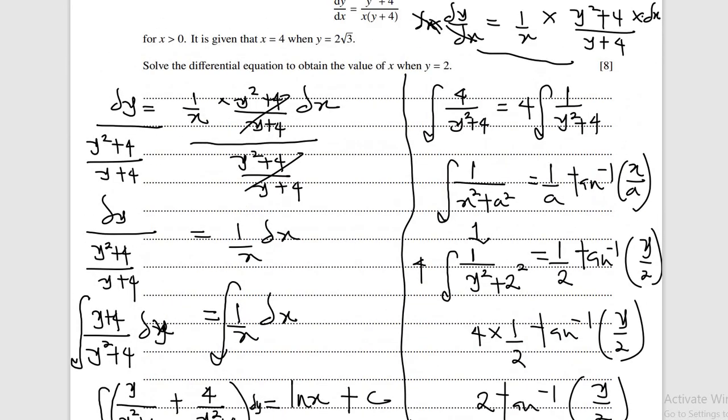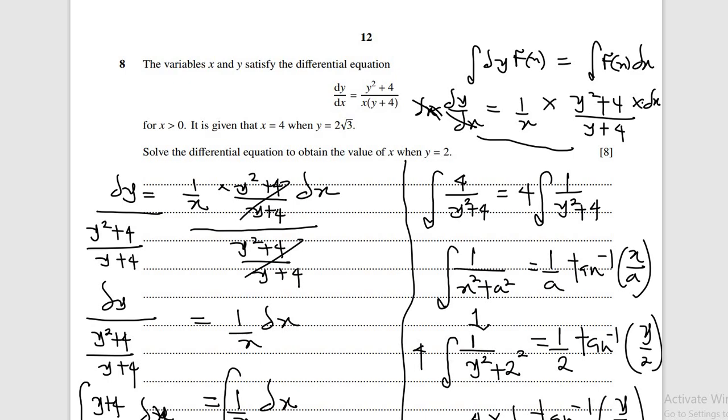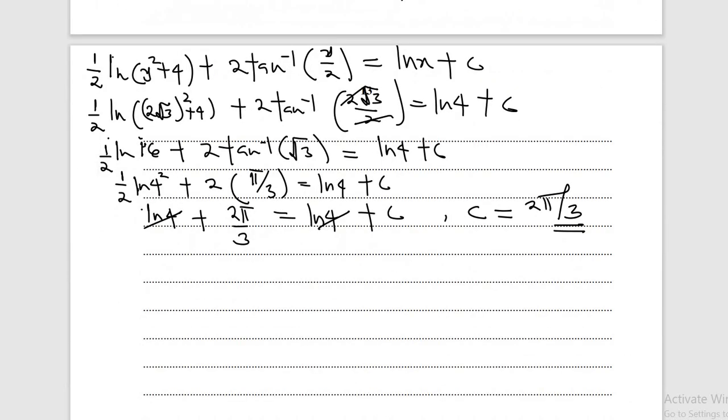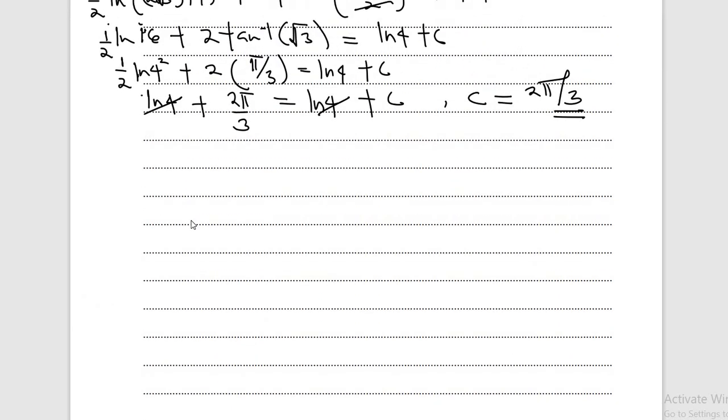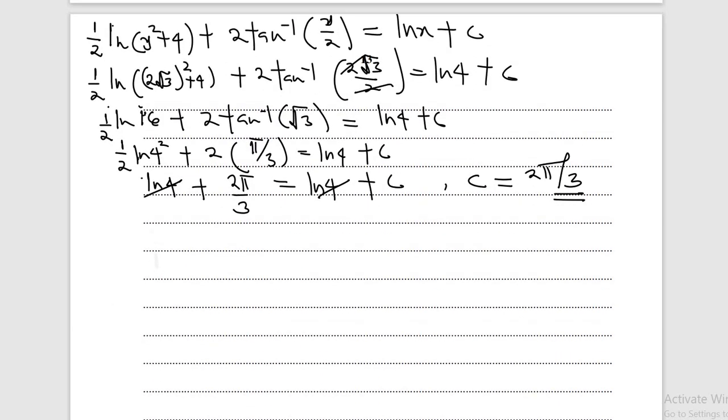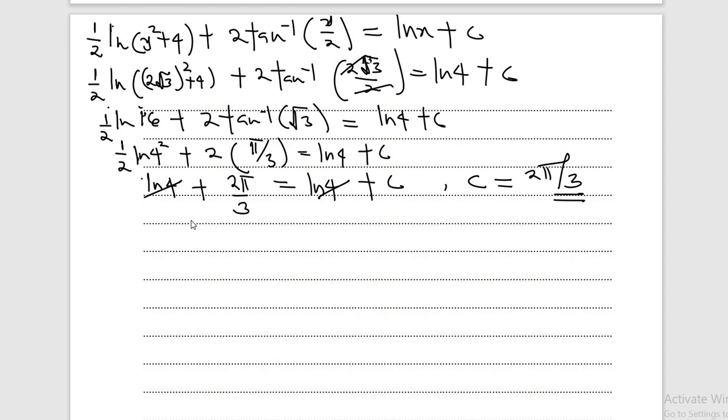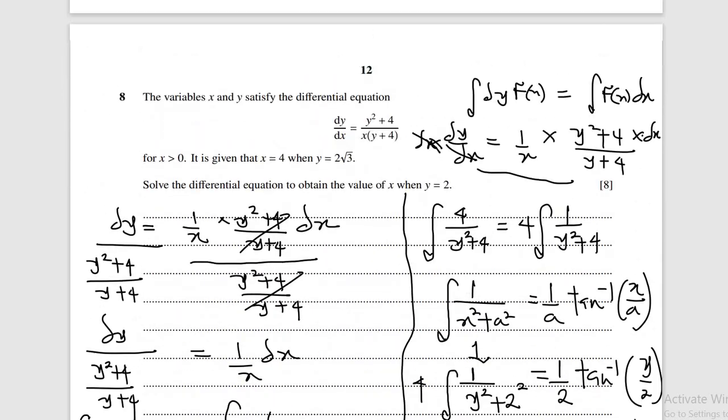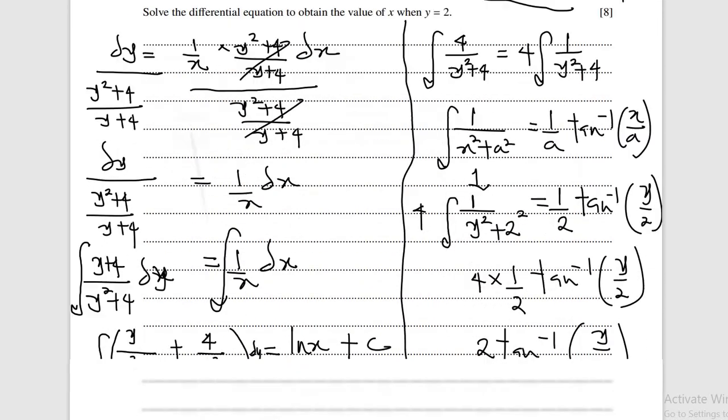The questioner asks us to solve the equation. Solve for the value of x when y is 2. So let's substitute the constant back into this equation. So we have 1 over 2. Remember, you're looking for the value of x when y is 2. Let me confirm. Find x when y is 2.